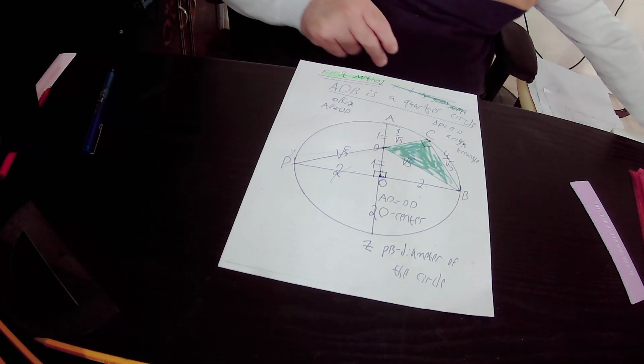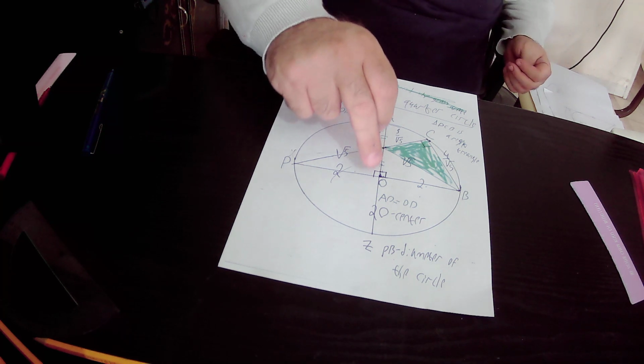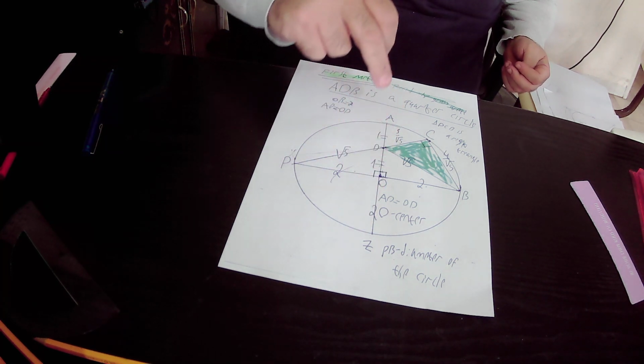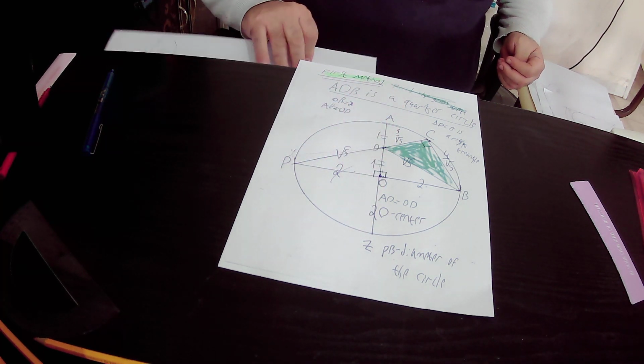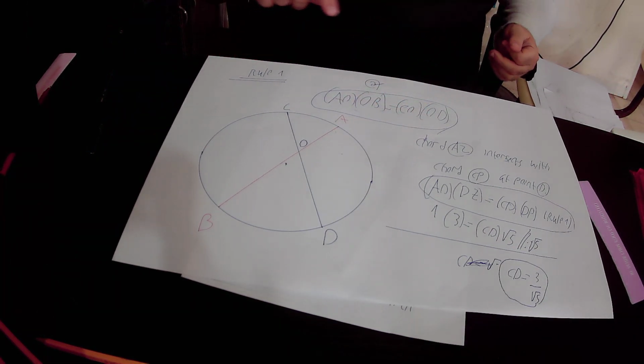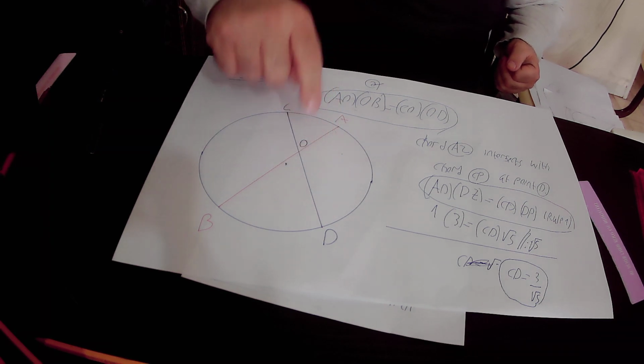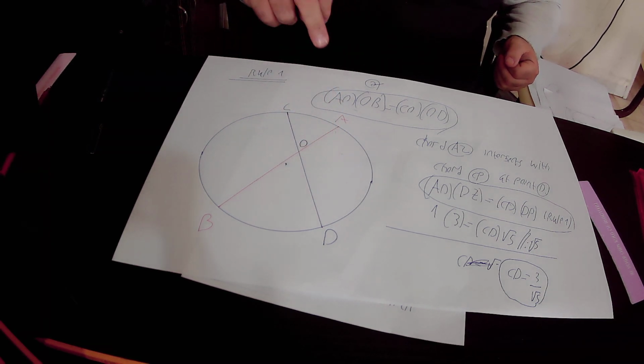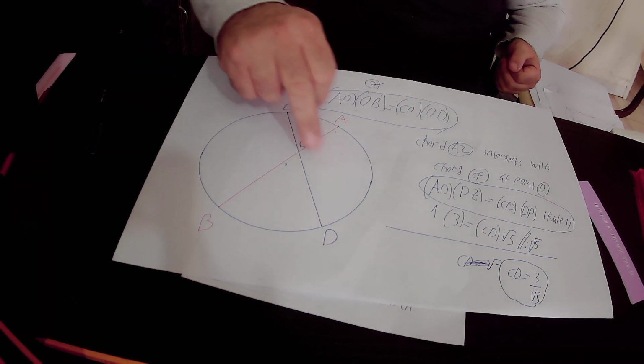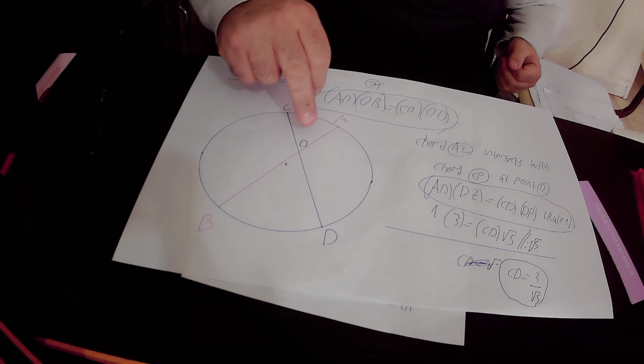Then we extended line segment AO by a straight line until it touches the circle at point Z, and we presented to you rule number 1. According to rule number 1, if chord AB intersects with chord CD at point O inside the circle, of course, then AO times OB equals CO times OD. Again, AO times OB equals CO times OD.